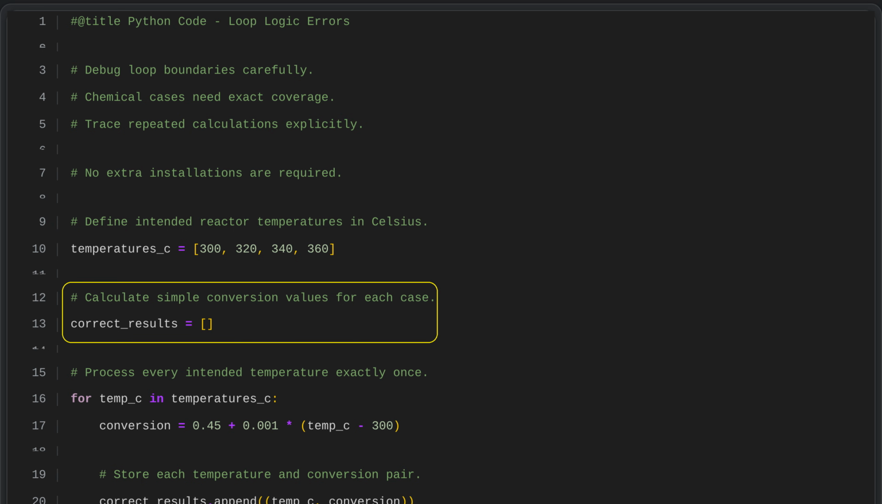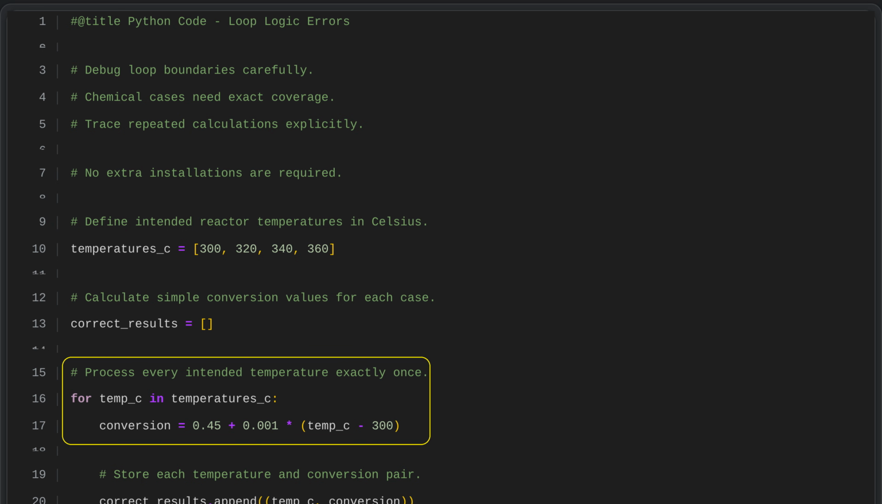Begin by creating a list to store each temperature with its converted value. As each conversion is calculated, add it to the list so the results stay organized for later comparison or analysis. For each Celsius temperature, a conversion value is calculated by adjusting a base value of 0.45 according to how far the temperature is from 300. The adjustment adds 0.001 times that difference. Each temperature is then paired with its calculated conversion value for later analysis.